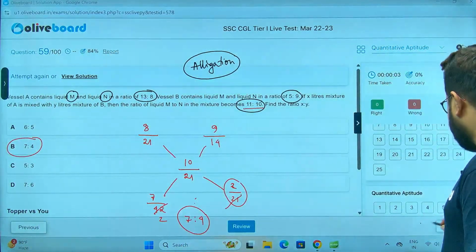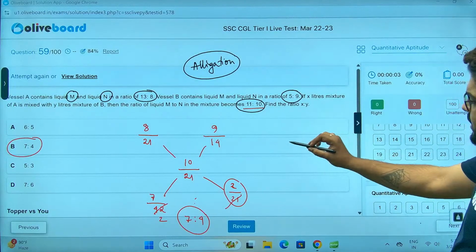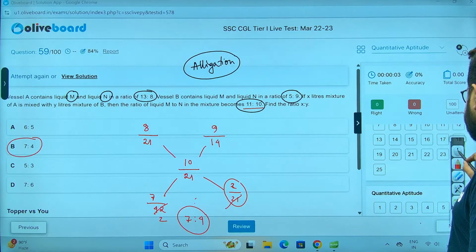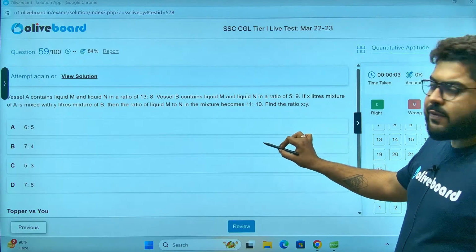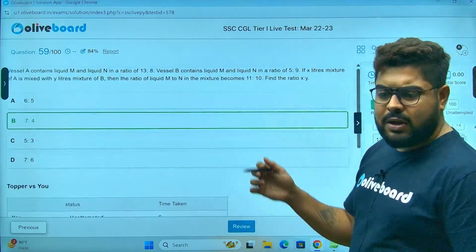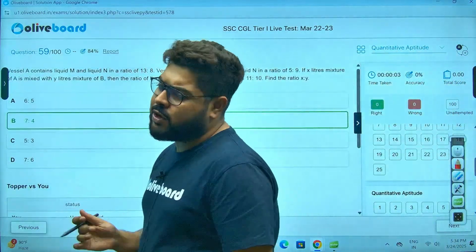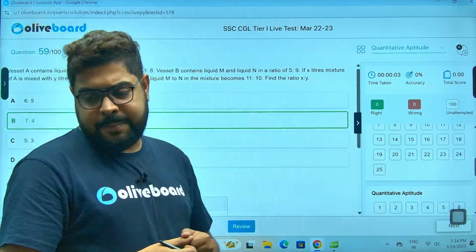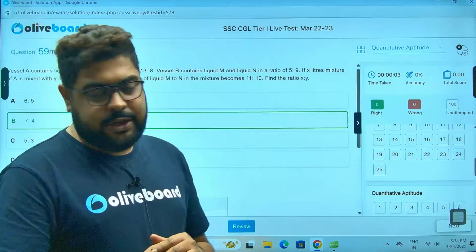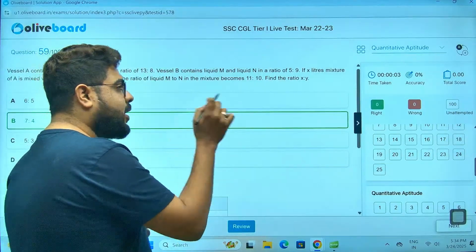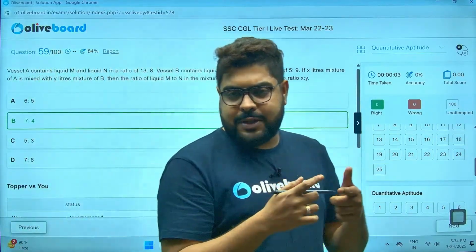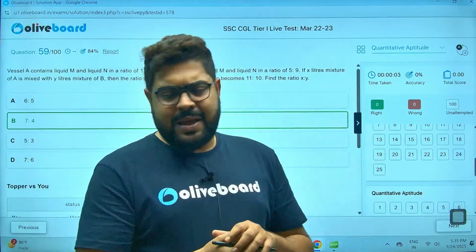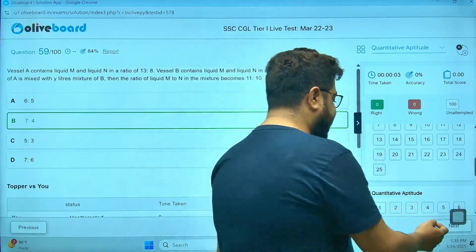Okay. Now, if you want, you can multiply. In this case, 21 and 14, 84 is the LCM. You can multiply with 84 and calculate. That way also you can do. But in any case, it will be 7:4. If the calculations are not so good, then it is better to multiply with a value so that you get good allegation values. In this case, the values were not that bad.